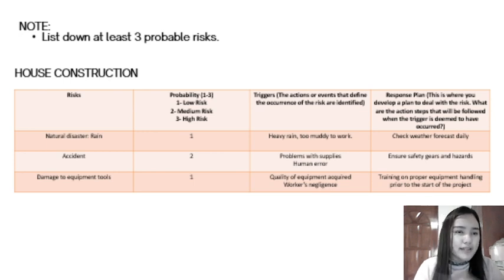Example, guys, house construction again as our example. My risk there is accident. The probability of that is 2, medium risk. The trigger of my risk could mean problems with supplies or human error, which cause an accident in the house construction. My response plan for the accident is I should ensure safety gears and hazards. You see the advantage of listing down the risk assessment. This is what we call thinking in advance.